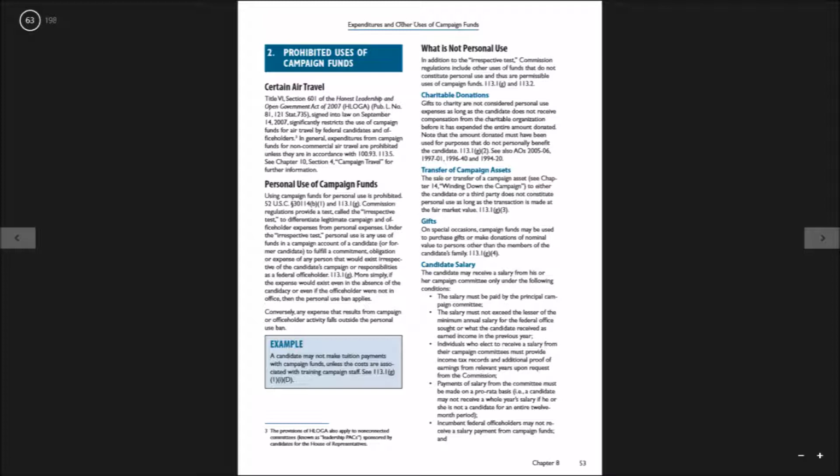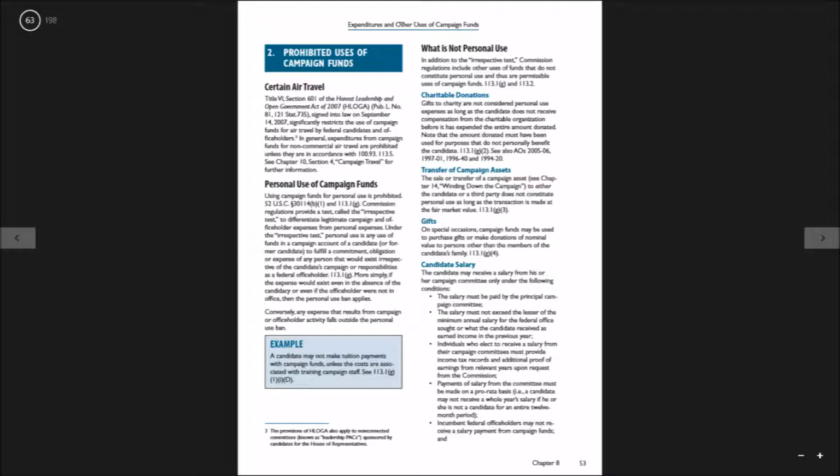Transfer of campaign assets. The sale or transfer of a campaign asset, see Chapter 14, Winding Down the Campaign, to either the candidate or a third party does not constitute personal use as long as the transaction is made at the fair market value. Gifts. On special occasions, campaign funds may be used to purchase gifts or make donations of nominal value to persons other than the members of the candidate's family.